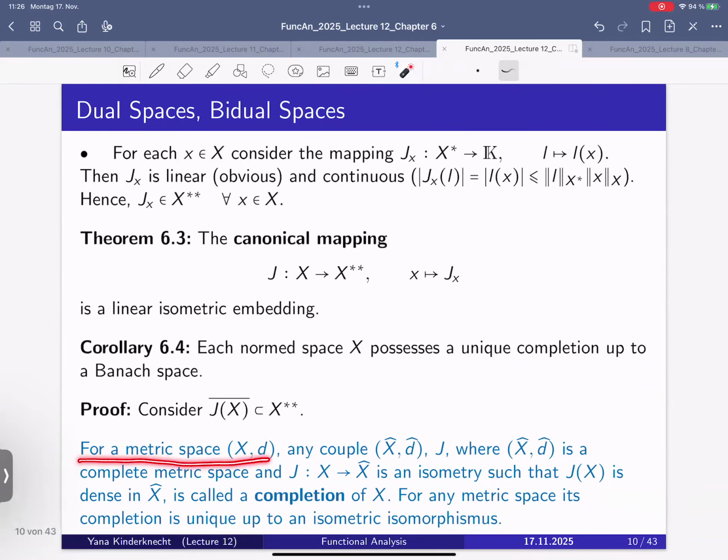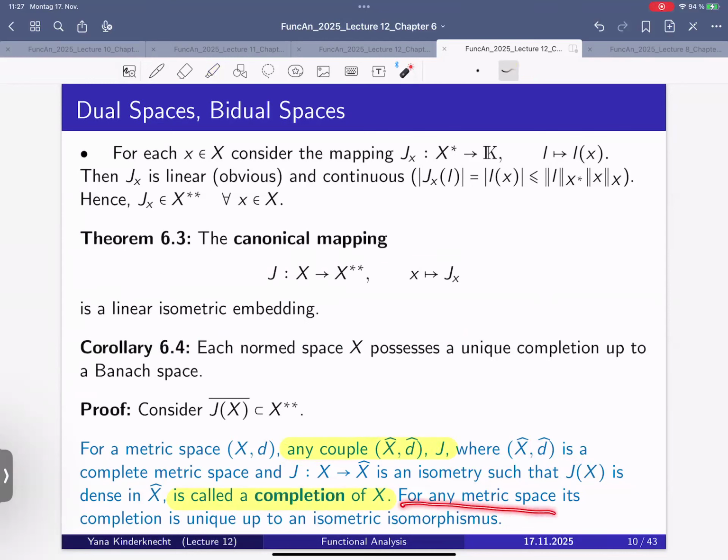For a metric space (X, d), any couple (X hat, d hat) and J, where (X hat, d hat) is a complete metric space, and J is an isometry, so J maps X, the original metric space, to the complete metric space, and it is an isometry such that the image of the original set X under this isometry is dense in this new complete space X hat. So once again, any such couple is called a completion of X.